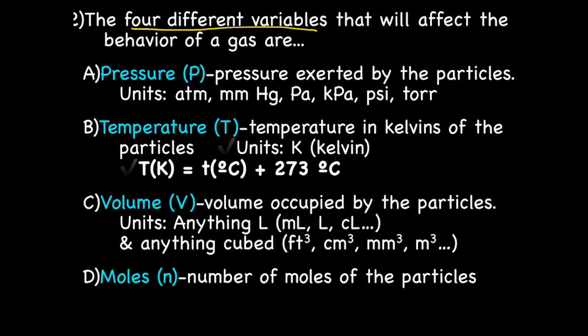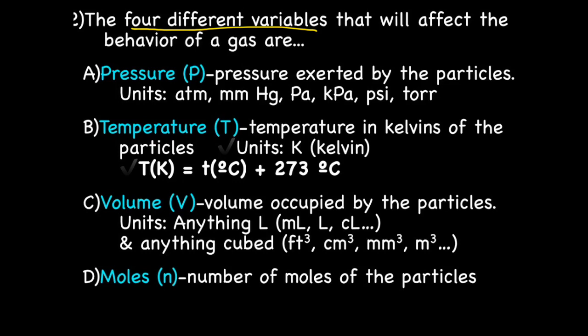All right, so the 4 variables are, first, pressure, P, the pressure exerted by the particles. The units can be atm, mmHg, which stands for millimeters of mercury, Pa, which stands for pascals, kPa, which stands for kilopascals, psi, which stands for pounds per square inch, and torr.